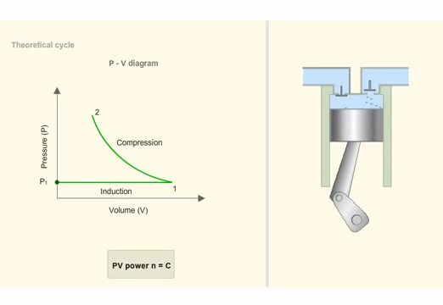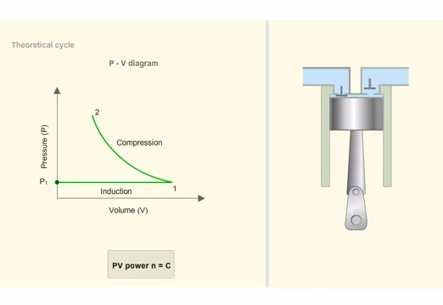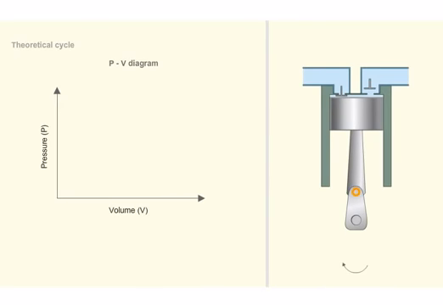The high pressure air opens the delivery valve against the spring pressure and flows to the air receiver. In the PV diagram, the curve 2, 3 represents the delivery of air at constant pressure P2. The delivery of compressed air stops before it reaches point 4. Drag the crank to see the pressure volume variations.